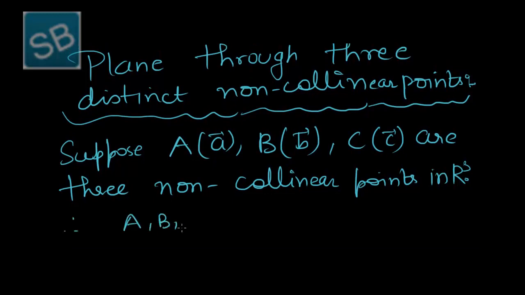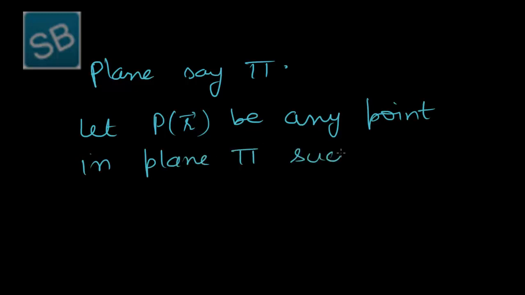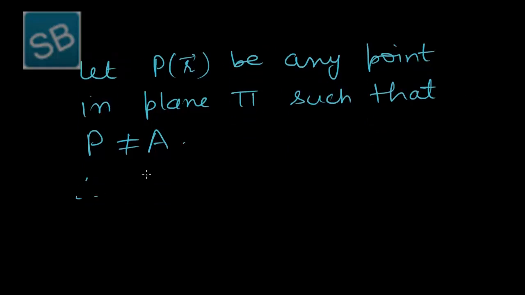Therefore, A, B, C determine a unique plane, say pi. Let P, a point with position vector r, be any point in plane pi such that P is not equal to A, that is different from A. Thus, AP, AB, AC are coplanar.